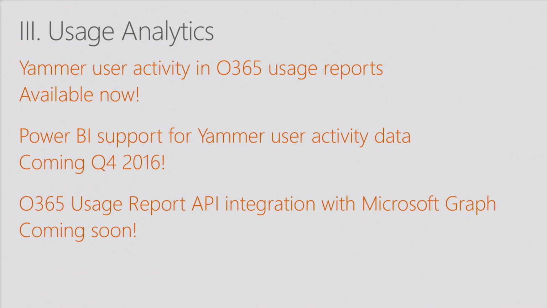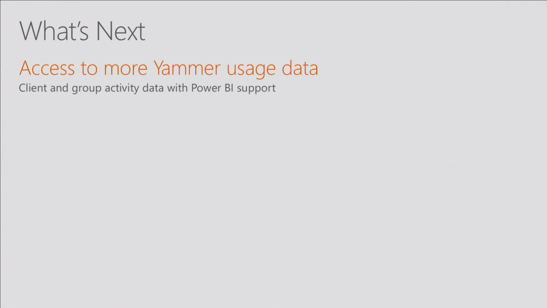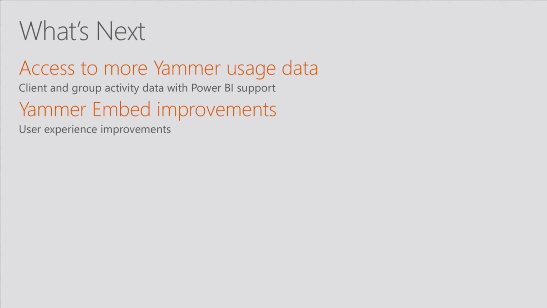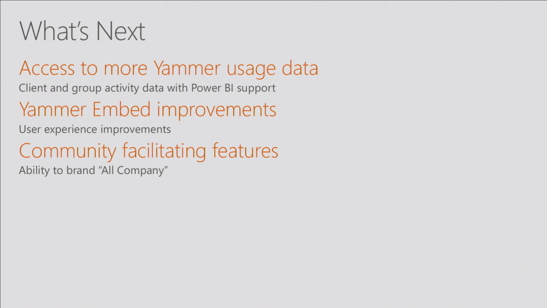I want to tell you a couple of things that we're looking at next. The first thing is getting more data in there. We want to get data around group activity. We also want to get data around client activity, so you can tell all the different clients that people in your company are accessing Yammer from. We want to make Yammer embed better, specifically focusing on the user experience. And then we want to look at a certain set of community facilitating features, so the champions within your companies can help facilitate this. For example, the ability to brand all company, change the photo, change the color.